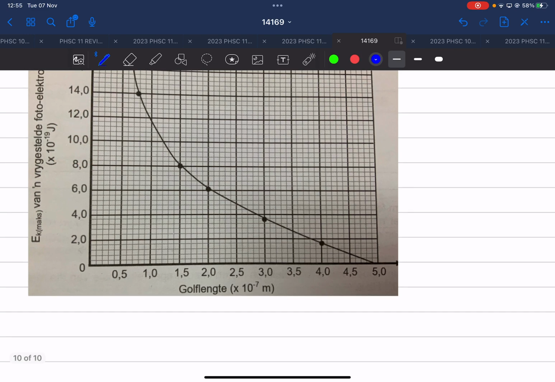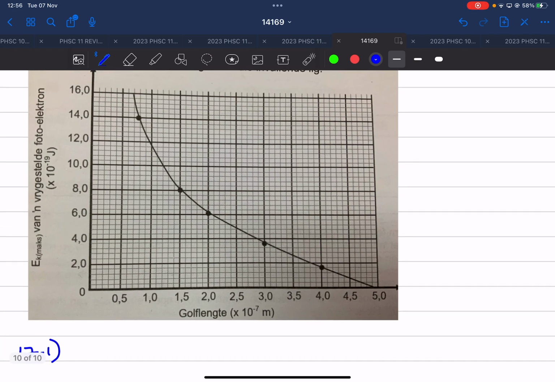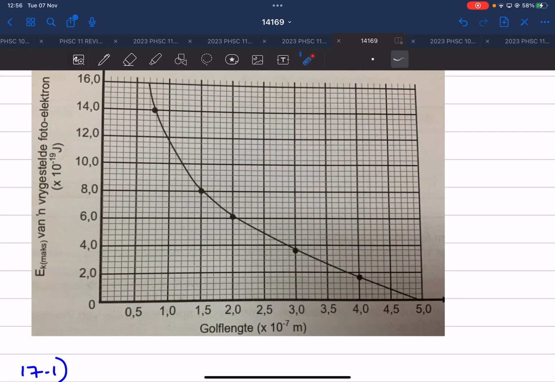Alright, now they ask question 17.1. Use the graph and determine the maximum kinetic energy of an emitted photoelectron when the wavelength is 1 times 10 to the power minus 7. Okay, so what is this? 1 times 10 to the power minus 7. What is its energy going to be? It's on that line there.